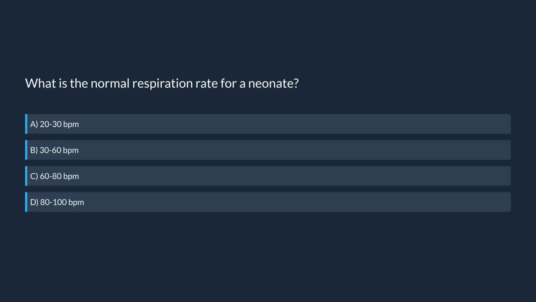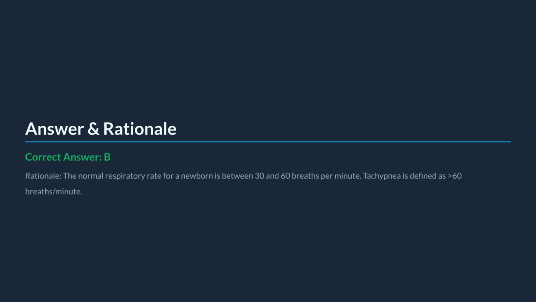Let's review vital signs. What is the normal respiration rate for a neonate? The correct answer is B. The normal respiratory rate for a newborn is between 30 and 60 breaths per minute. Tachypnea is when the rate is over 60 breaths per minute.